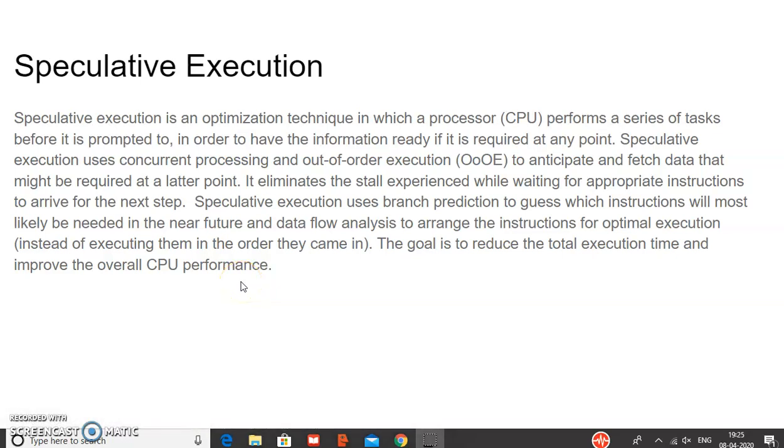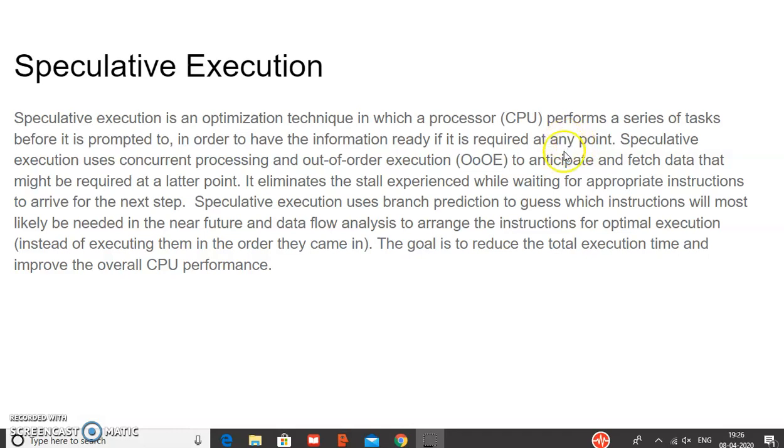Hello everybody, in this video we'll be discussing speculative execution. So what is speculative execution? It is nothing but an optimization technique in which the processor performs a series of tasks before it is prompted to, in order to have the information ready if it is required at any point.